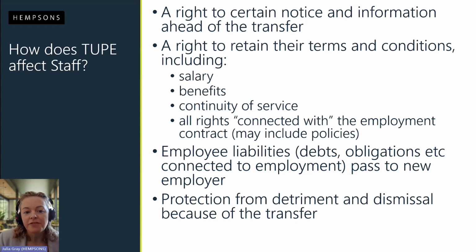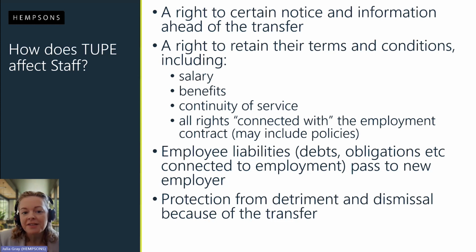So employees are protected from detriment once they've transferred. That means being subjected to a disadvantage, and they're protected from being dismissed as well because of the transfer, for a reason connected to the transfer. It's automatically unfair to dismiss an employee where the sole or principal reason for the dismissal was the transfer. Currently, staff have to have more than 2 years' service to bring this type of unfair dismissal claim. But as you might have heard, the government's going to be abolishing the 2-year qualifying period for unfair dismissal. And as far as we know, that will apply in TUPE as well.